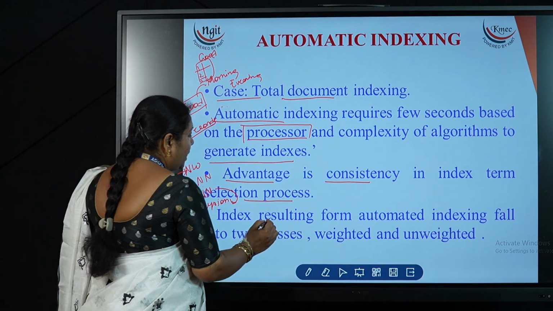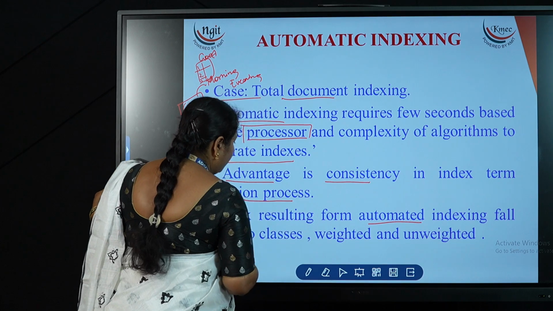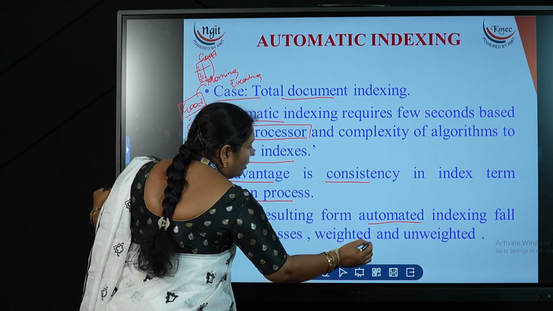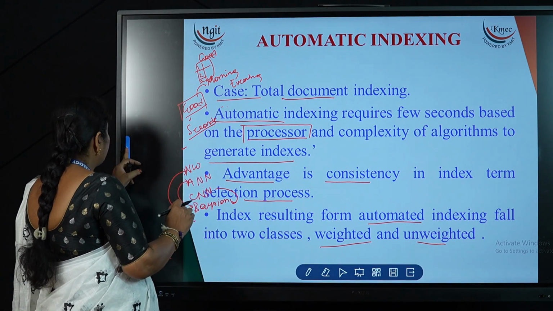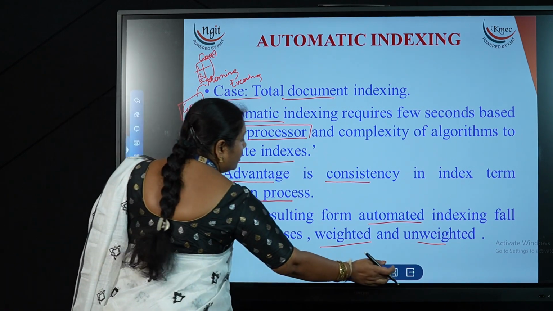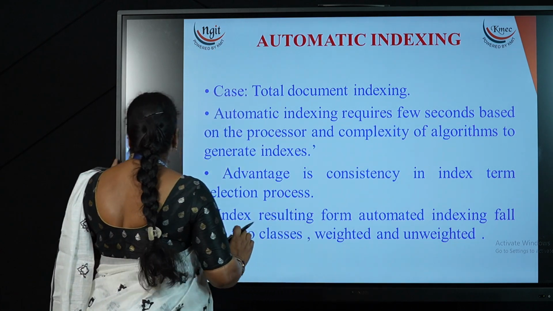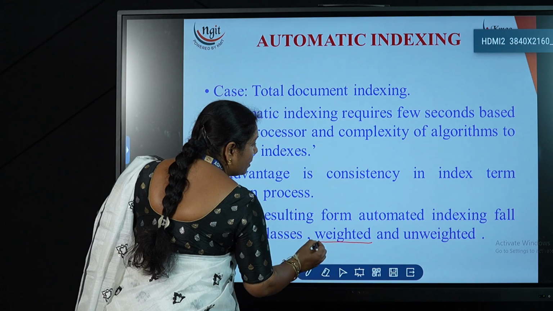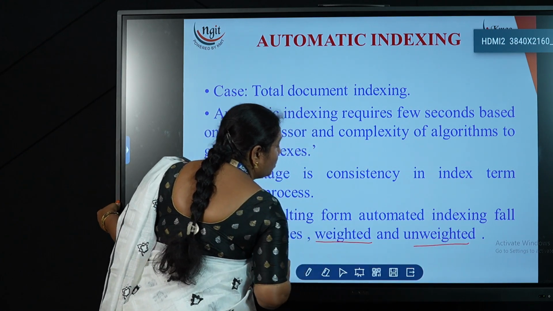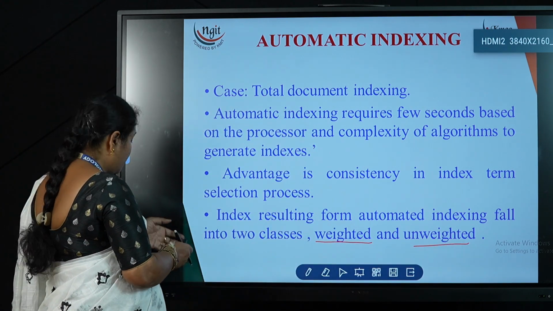This particular indexing results in automated indexing with two things. Remember, weighted and unweighted. Automatic indexing consists of two parts: you have the weighted indexing part and the unweighted. So what is meant by weighted and unweighted? We'll see in the next slide.